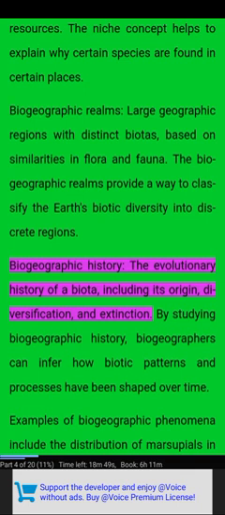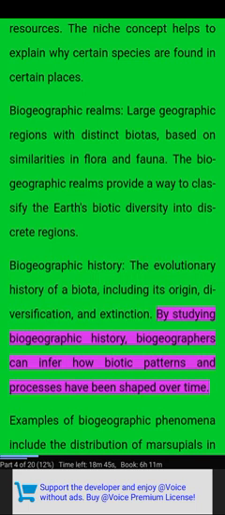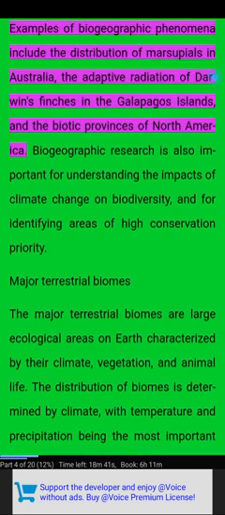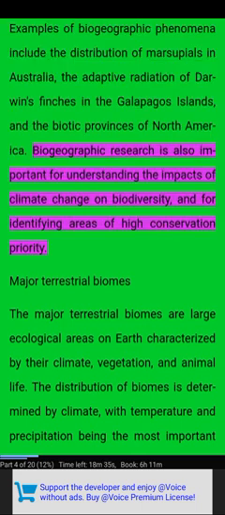Biogeographic history, the evolutionary history of a biota, including its origin, diversification, and extinction. By studying biogeographic history, biogeographers can infer how biotic patterns and processes have been shaped over time. Examples of biogeographic phenomena include the distribution of marsupials in Australia, the adaptive radiation of Darwin's finches in the Galapagos Islands, and the biotic provinces of North America. Biogeographic research is also important for understanding the impacts of climate change on biodiversity, and for identifying areas of high conservation priority.